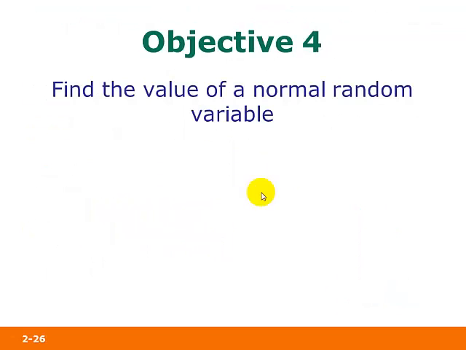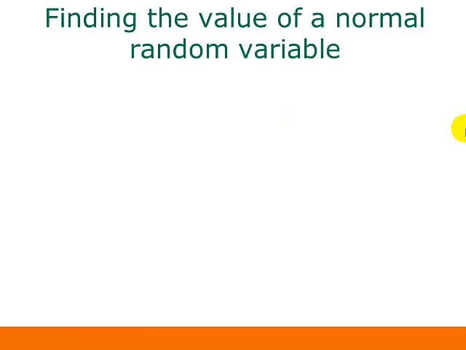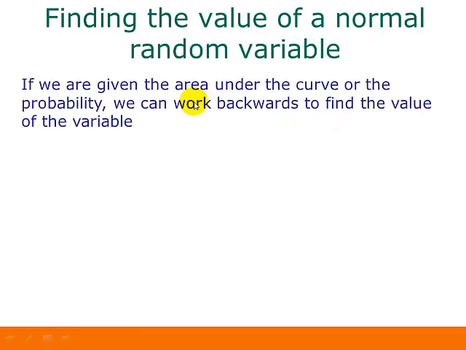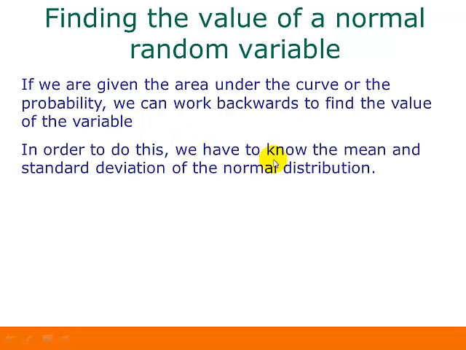Objective 4 is to find the value of a normal random variable. And what this means is that if we're given the area under the curve or the probability, then we can work backwards to find the value of the variable. In order to do this, we have to know the mean and the standard deviation of the normal distribution.